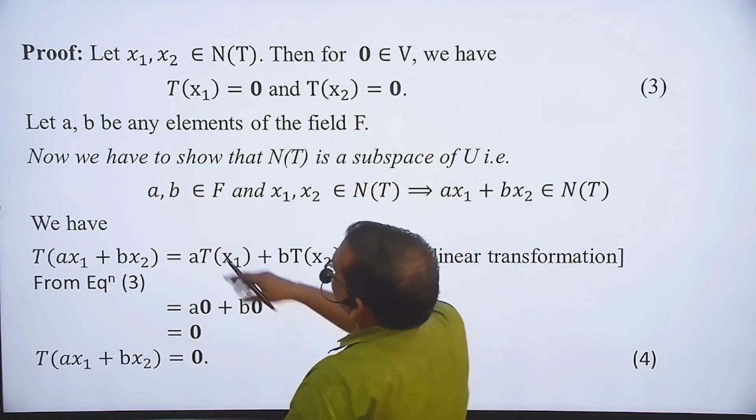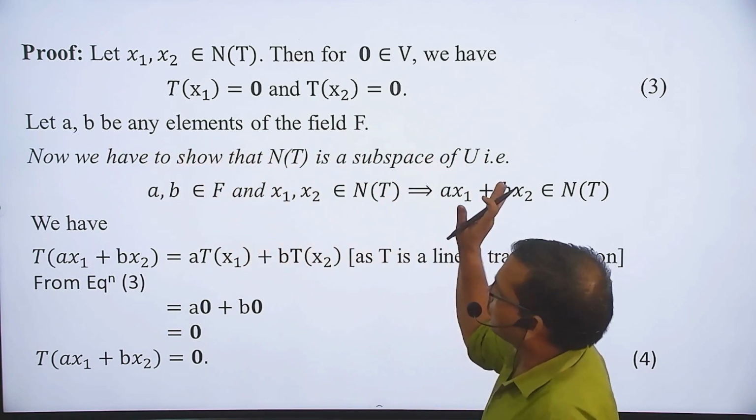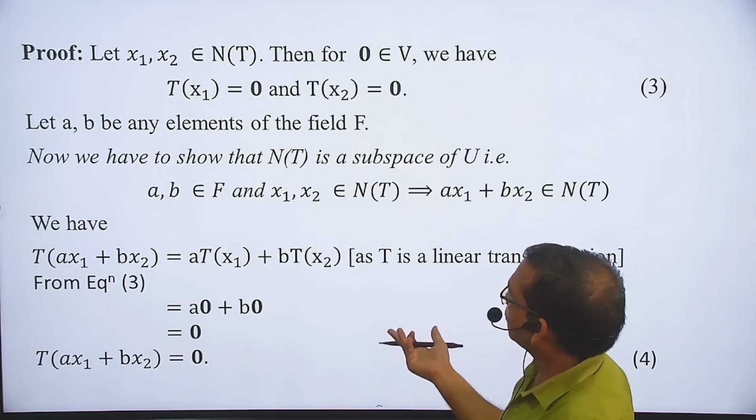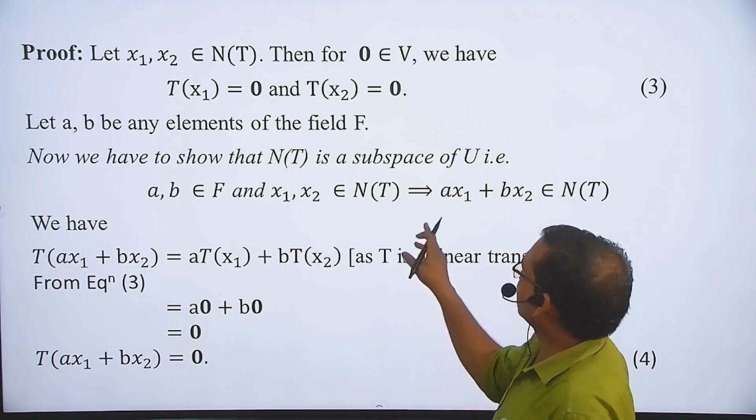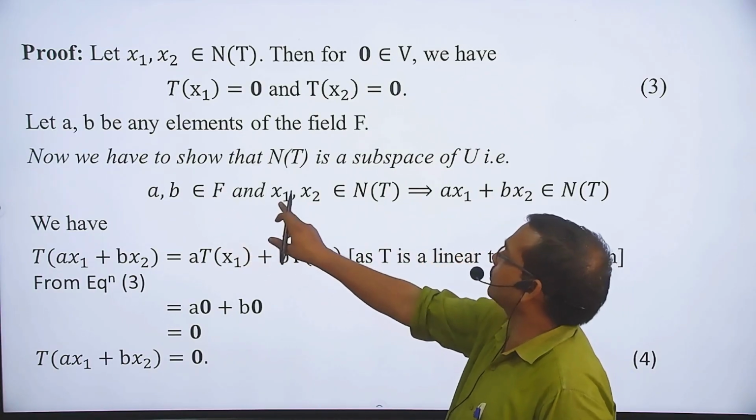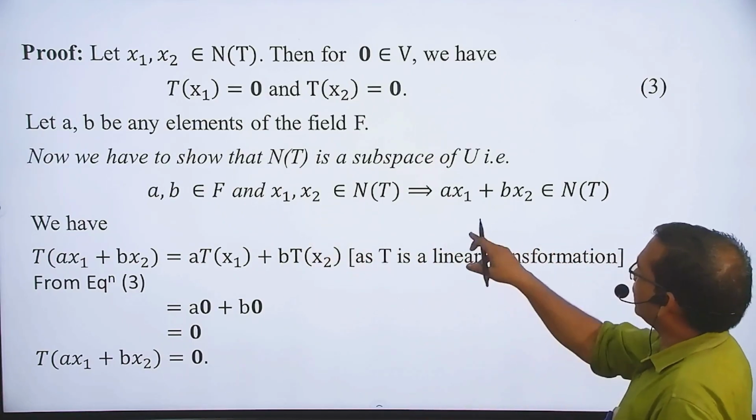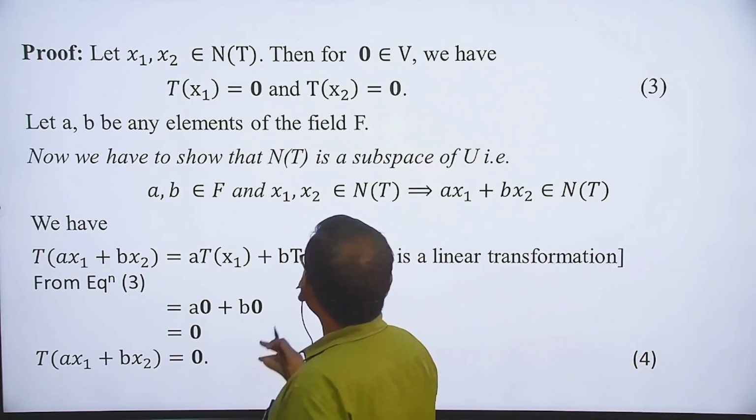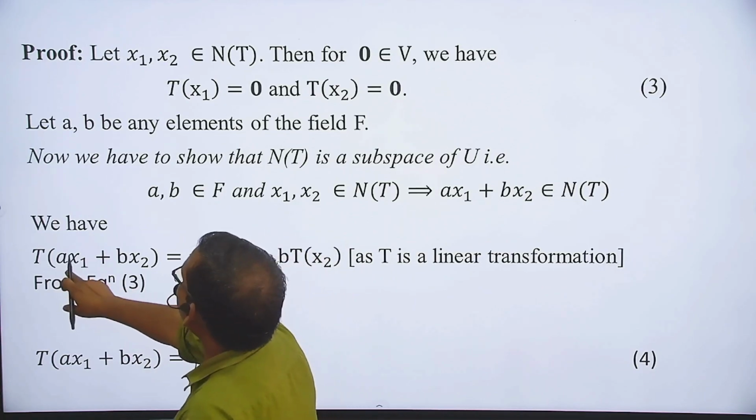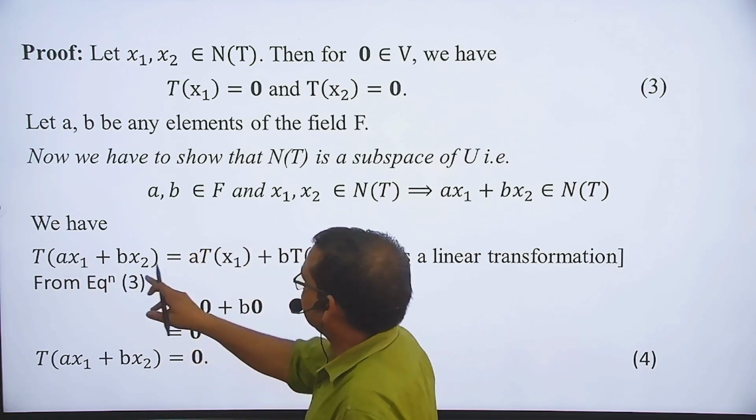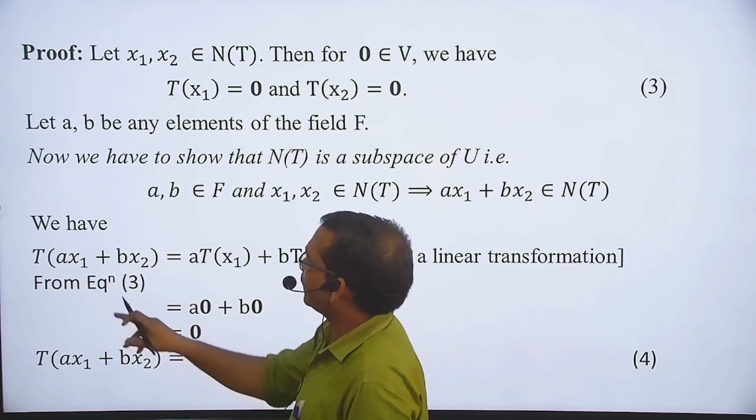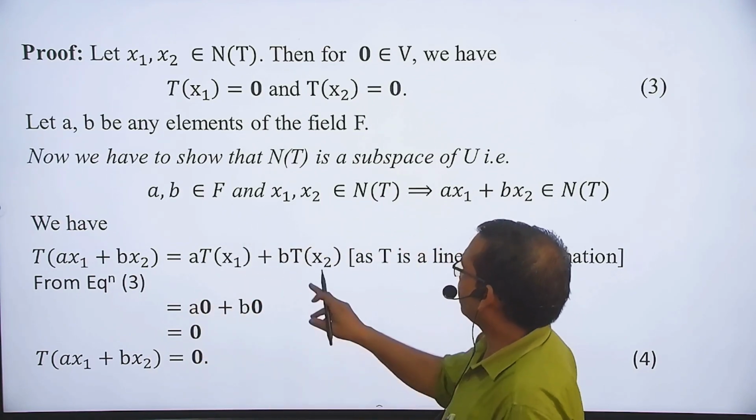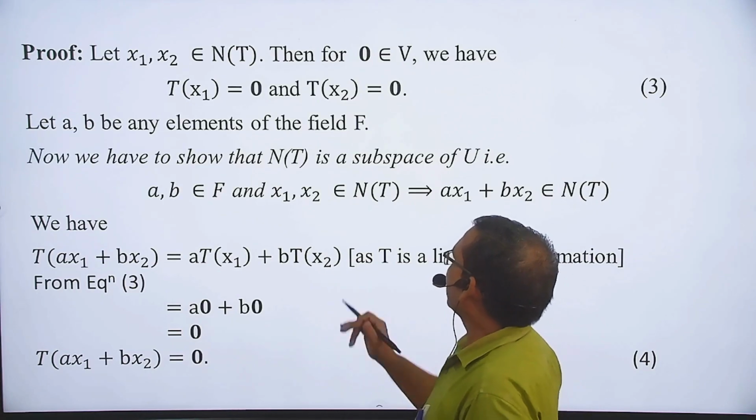Let a, b be any elements of the field F. If x1, x2 belong to the null space and a, b belong to F, then we have to show that a, b belong to F and x1, x2 belong to the null space implies a x1 plus b x2 belongs to the null space. For this, we take the transformation of a x1 plus b x2. Since T is a linear transformation, we can write T(a x1 plus b x2) equal to a multiplied by T(x1) plus b multiplied by T(x2).